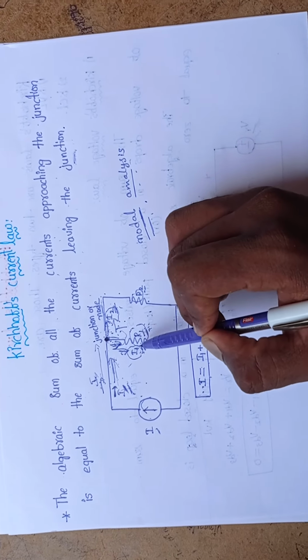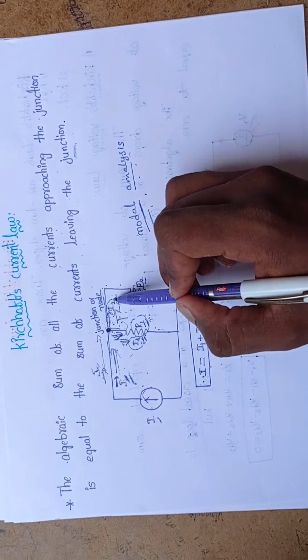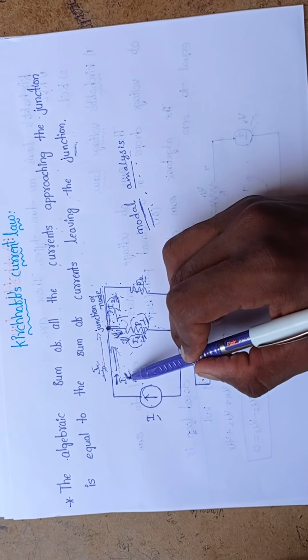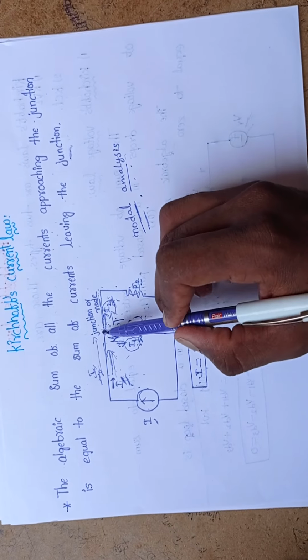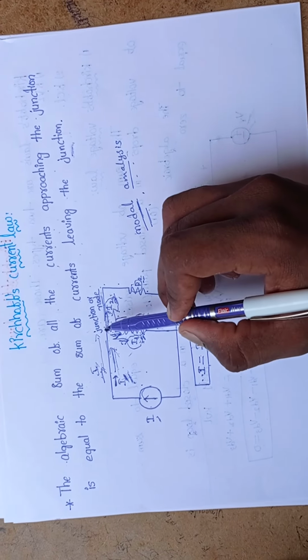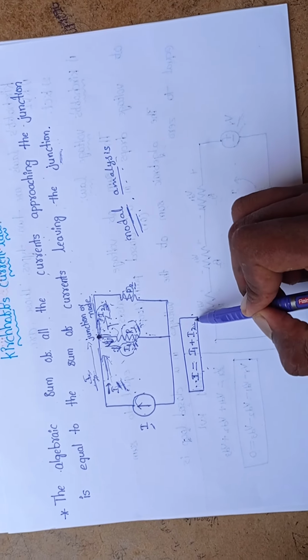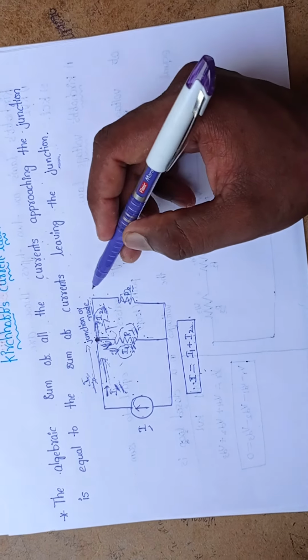That means indirectly the sum of the currents flowing through these two branches is equal to the current approaching the junction. That's what the Kirchhoff current law says: I is equal to I1 plus I2. Okay, this is for today's video.